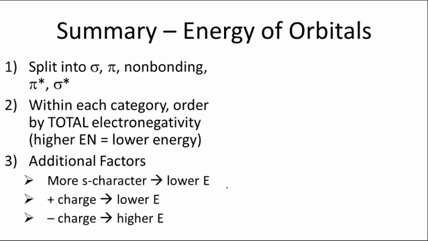We said you split the orbitals into sigma, pi, non-bonding, pi star, and sigma star. Within each category, you order by total electronegativity. Higher electronegativity makes it lower energy. And then the other factors to consider, S character, more S character, meaning sp versus sp2 versus sp3, makes it lower energy. Positive formal charges make it lower energy. Higher negative formal charges make it higher in energy.